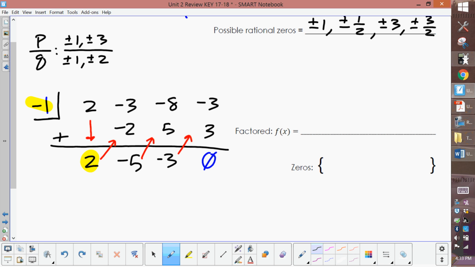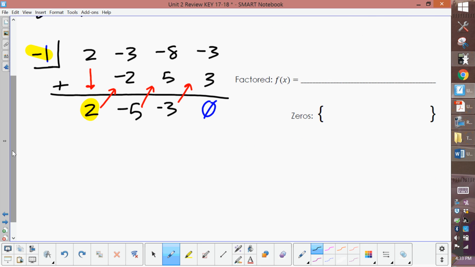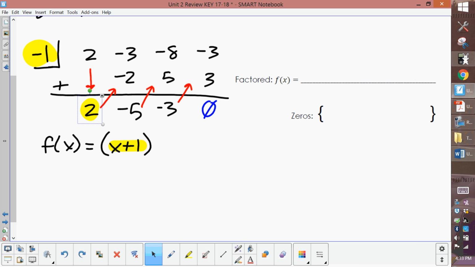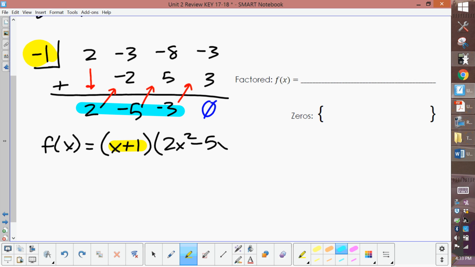I want what's called a remainder of 0 here. I'm going to write out what I have so far. Right now, in factored form, I would have x plus 1. I'm getting this +1 from what I found in the calculator, what's in this box up in this area here. And we already know that works because we typed it in our calculator. I'm going to turn this now into a trinomial. The bottom row of this synthetic division turns into a trinomial: 2x squared minus 5x minus 3. This is something I should be able to factor.